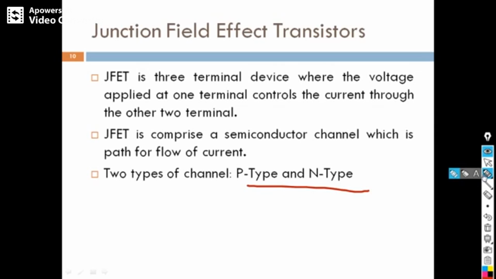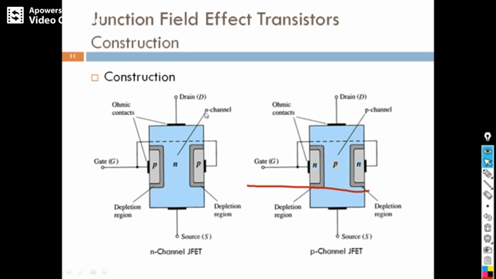Now we will see the construction of JFET. So this is the construction view of JFET. You can see here, there are two types, N channel JFET and P channel JFET. In N channel JFET, a very large amount of semiconductor material of N type.